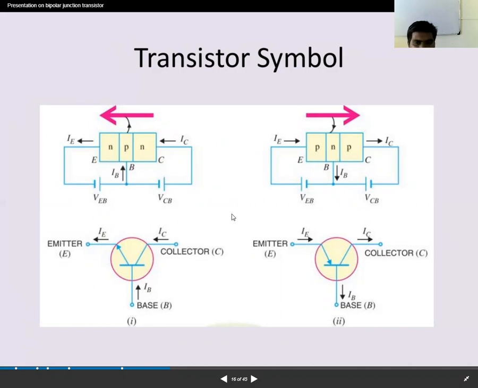You can see this symbol very rarely in your textbooks and reference books. This is the common part, called the base. Here you can see the base. The current is entering the P region, so this base shows the current entrance, and here you can see the base coming out of the N region. The direction of the current at the emitter and collector junctions is shown like this.